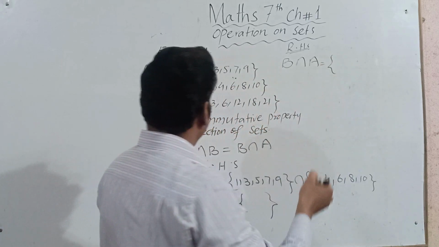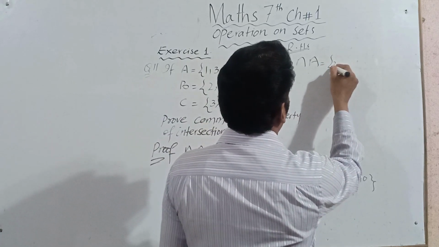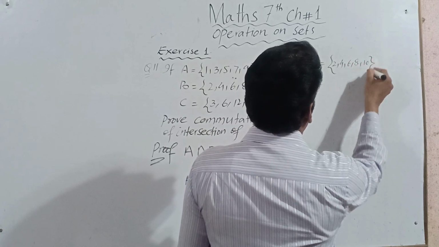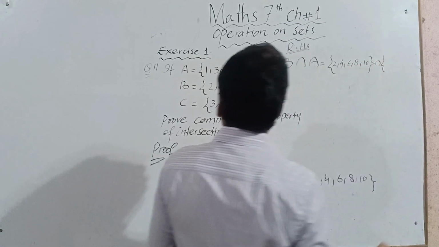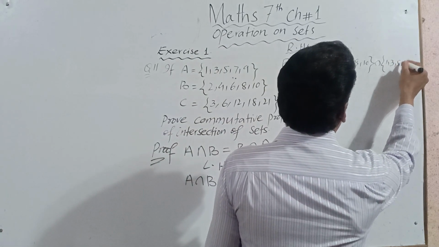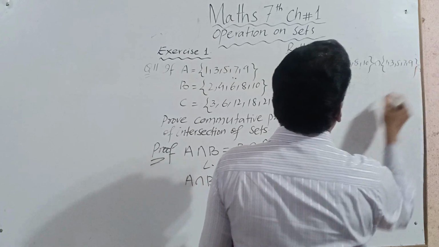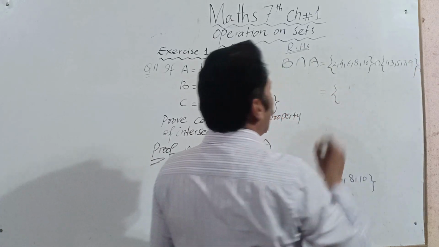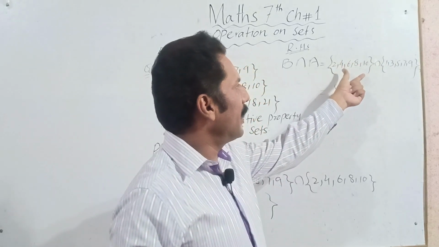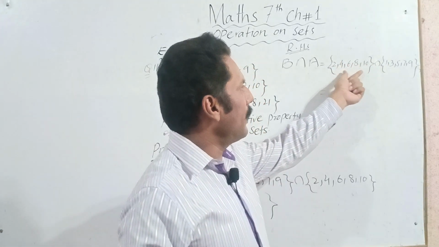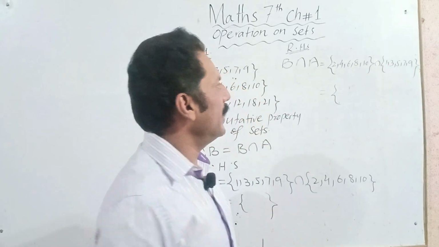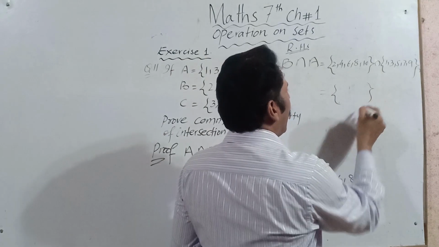Elements of set B, that is 2, 4, 6, 8, 10. Then intersection sign and elements of set A: 1, 3, 5, 7, 9. Students, is there any common element between B and A? Because in B here are even numbers and in A odd numbers. There is no common element, so the answer will be again an empty set.